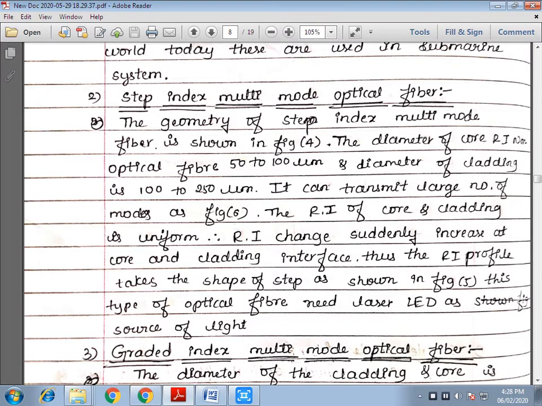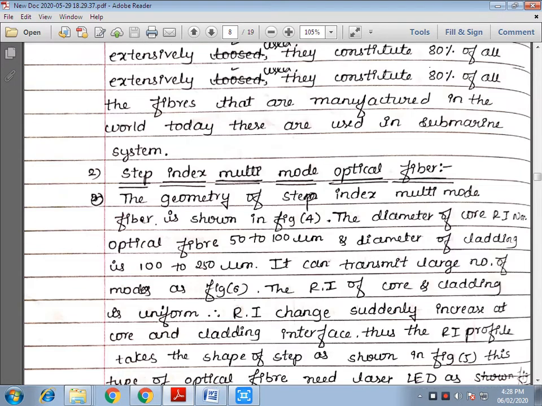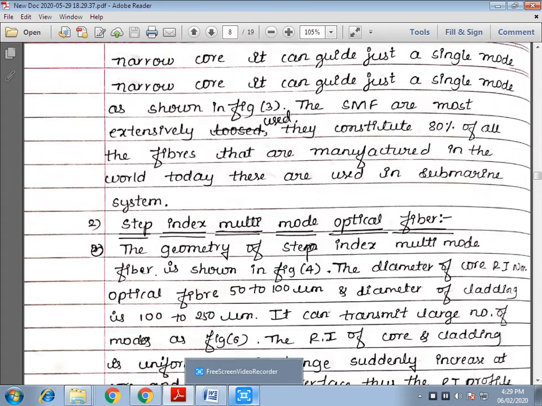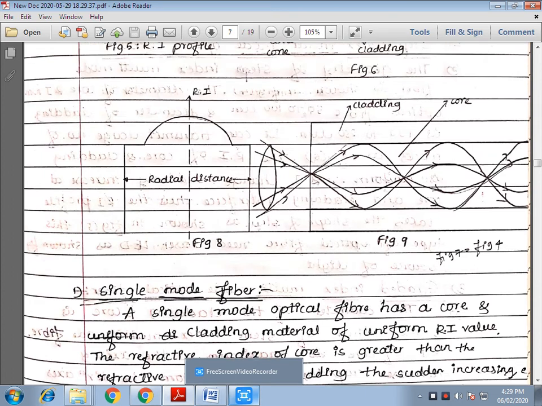And graded index multimode optical fiber: the core part does not have a constant value of refractive index. There is a variation of refractive index with respect to the core part, and at the center it decreases radially, and finally reaches the value of the cladding. Therefore, the graded index fiber has a refractive index profile that is maximum at the center of the core and goes on decreasing radially.